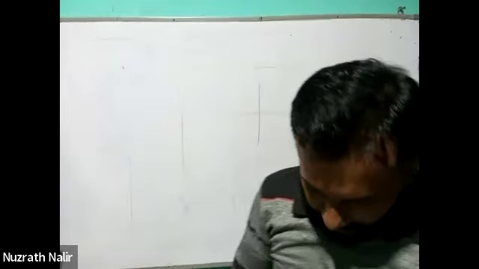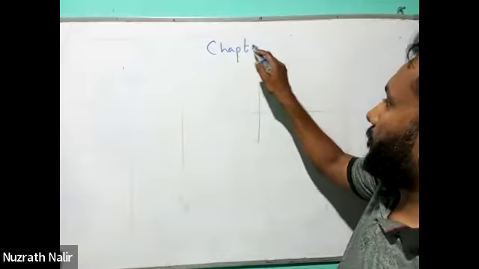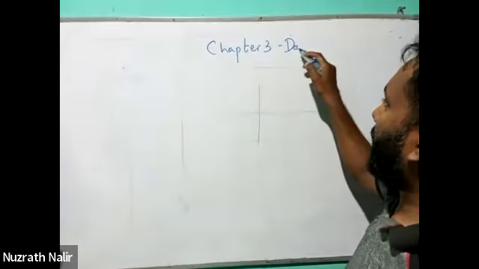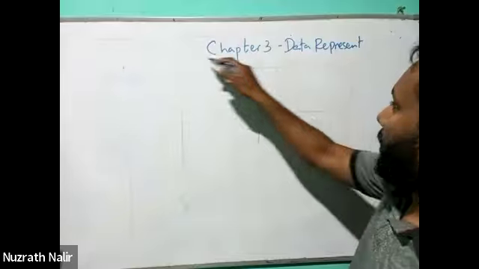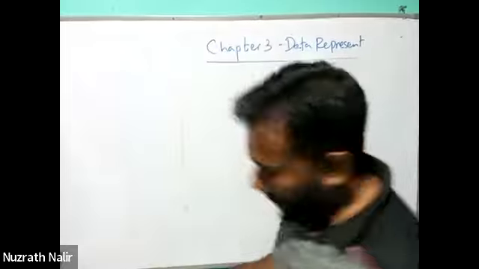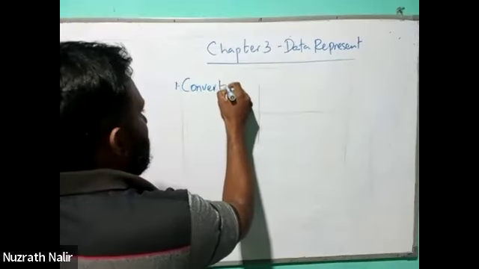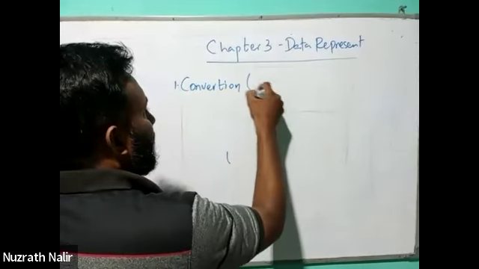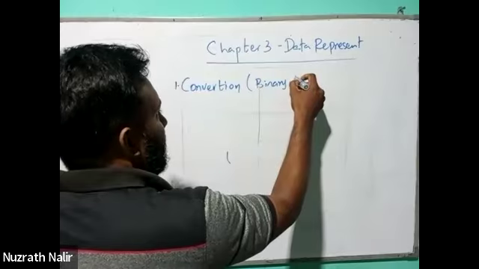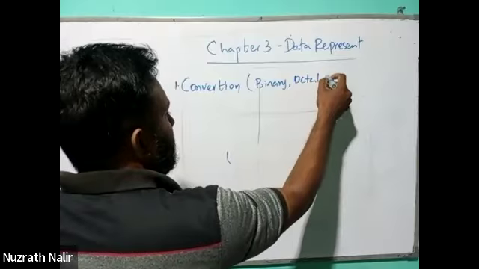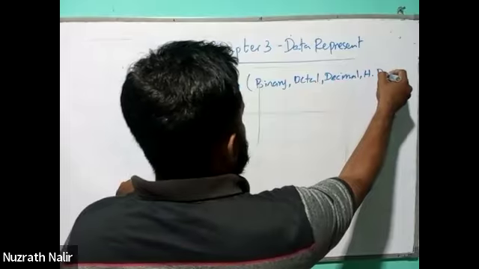Okay, in chapter 3, data representation. In data representation, first we are going to discuss the conversion. So in the conversion: binary, octal, decimal, hexadecimal.